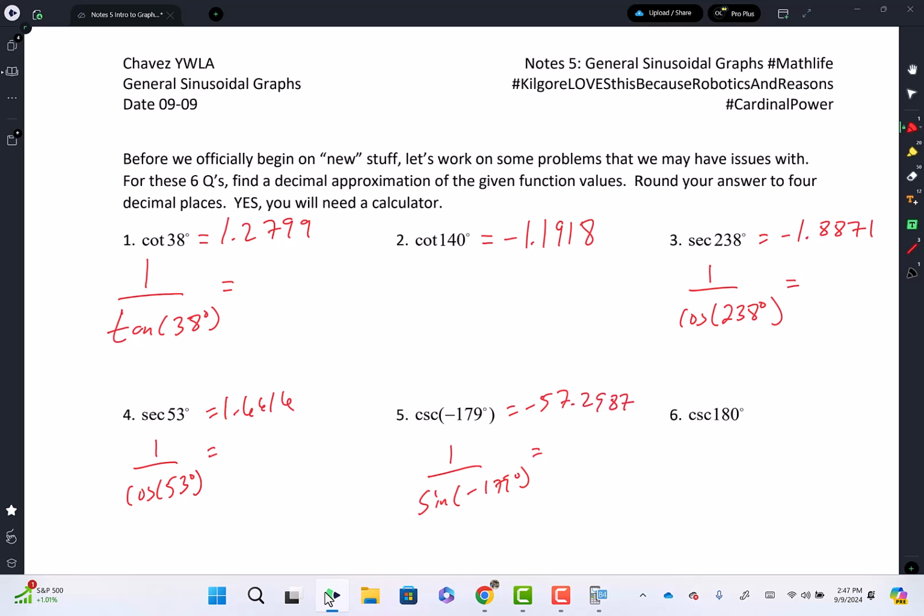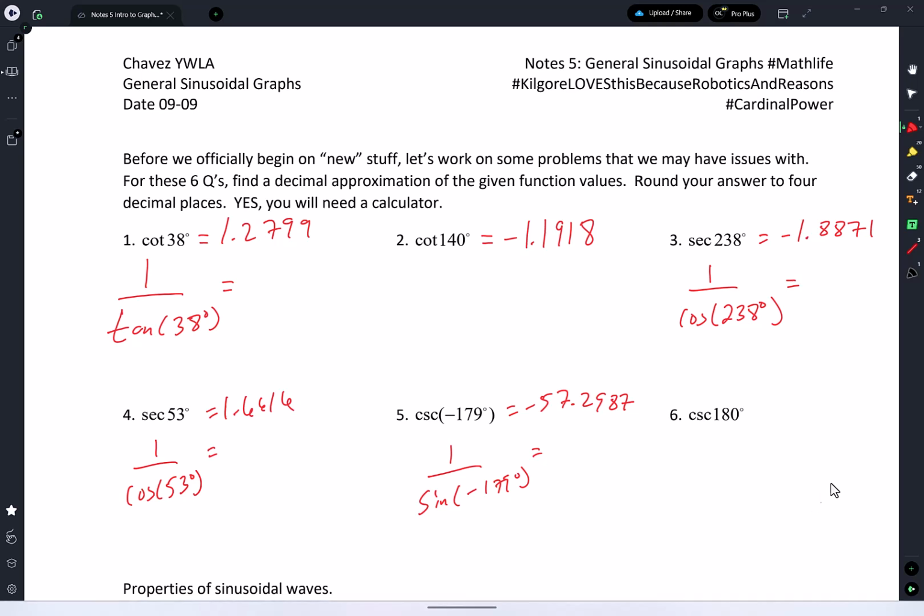Negative 57.2987. And then last but not least, you have cosecant of 180. Can you divide by 0? No. So, I mean, I guess you can try, but you're going to get error. So, undefined.